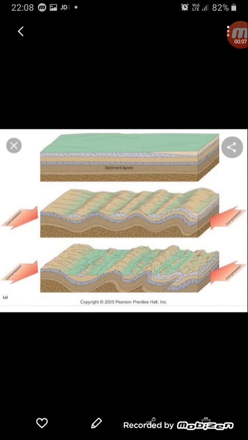Now, the mountains which are formed by the folding or the bending of the horizontal layers of rocks, known as folding of rock strata due to the forces of compression, are known as the fold mountains.